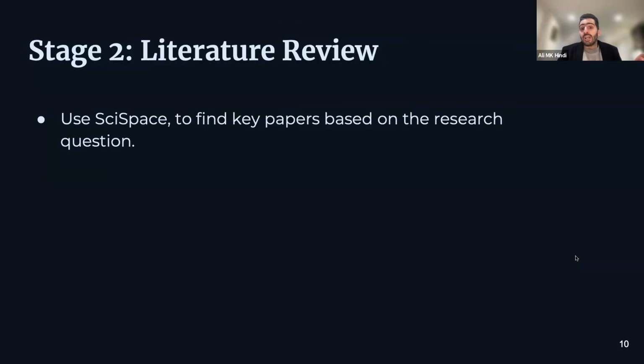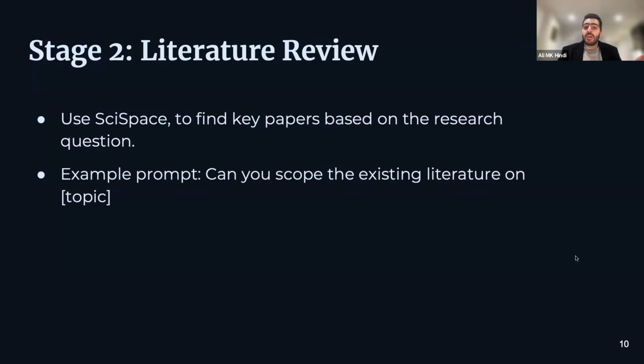Now I'm going to show you how I can use SciSpace to find key papers based on my research question. An example prompt that you can use, for those following along, is: can you scope the existing literature on, and then I put my research question, which is weight loss injectables in older adults. The reason I use the specific term scope is because I'm just scoping the literature. I'm not looking for a systematic search here. I'm just seeing what's out there. So we're going to do that right now.